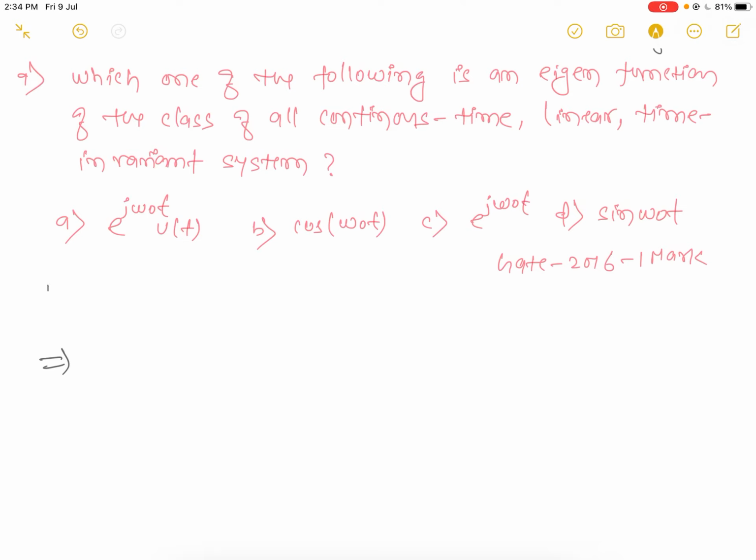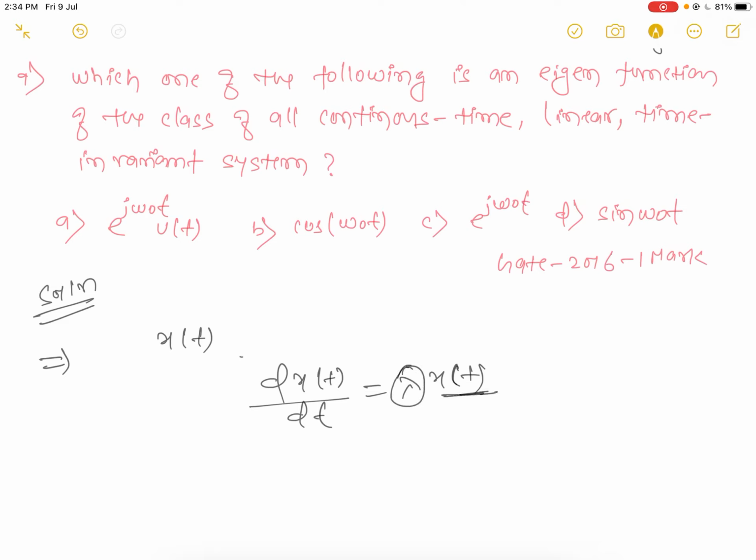Let us consider x(t) is any function. We don't know the properties of the function. If you are differentiating this x(t), it comes back as the same function with some constant multiplication, then it will be the eigenfunction. If it satisfies this formula, it will be the eigenfunction.